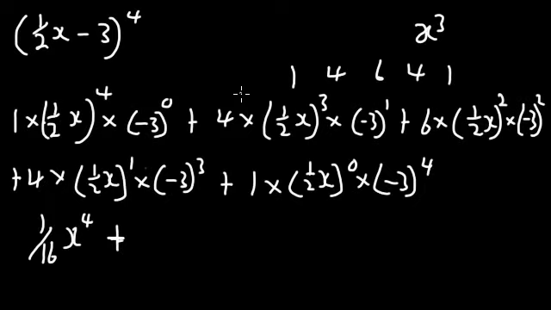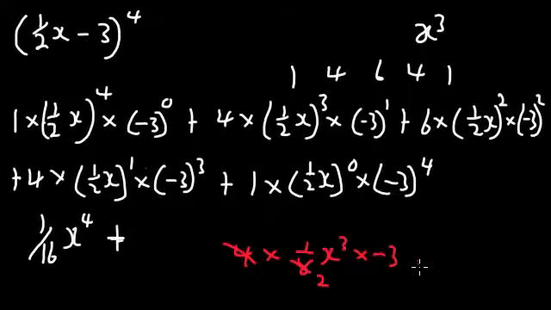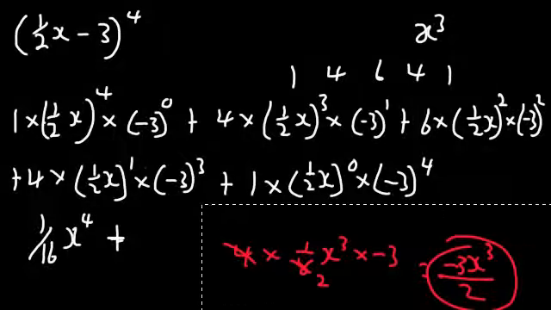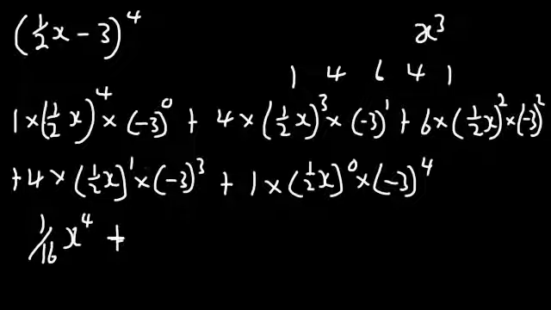Let me write this out so that you can get the simplification. So now we have 4 times 1 over 8x to the power of 3 times negative 3. Now 4 can reduce this to 2. Then we have negative x to the power of 3, divided by 2. So this is the simplification of this second term. So that's negative 3x to the power of 3 divided by 2.